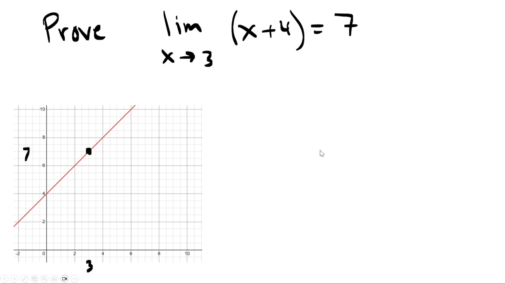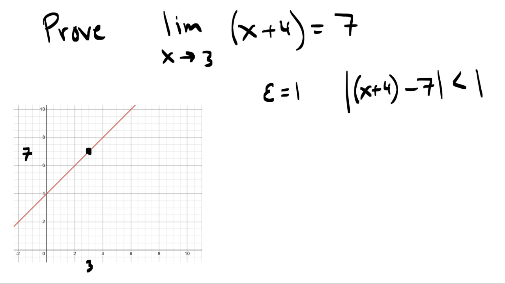Our graph, don't need to graph it, but just to say it, there it is. There's my 3, there's my 7, and epsilon is equal to 1. That's what I'm choosing. Okay, so the absolute value of x plus 4 minus 7 will be less than 1. So you pick the delta that will make that true. And the condition on delta is the difference between x and 3 inside the absolute value has to be less than the delta that we're looking for. Okay, so in this case, this is the cool one.